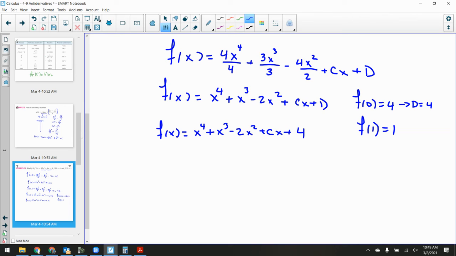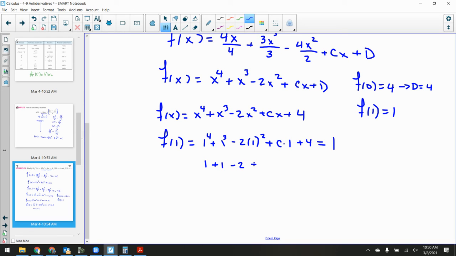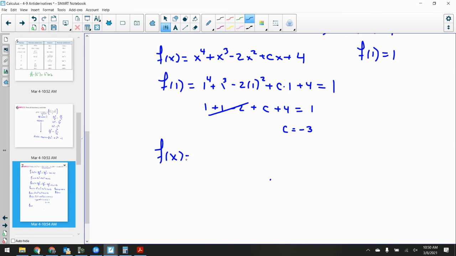And now that last piece of information is going to tell me what my C value is. It's not as simple as saying that C is 1, though. You've got to plug 1 in. So f of 1 is going to be 1 to the fourth plus 1 to the third minus 2 times 1 squared plus C times 1 plus 4 is 1. That make sense? All right, now let's calculate it out. That's 1 plus 1 minus 2 plus C plus 4 is 1. That will all cancel. 1 plus 1 is 2, minus 2 cancels. Subtract the 4 over, C is negative 3. So now my unique antiderivative, not general antiderivative, my unique original function is x to the fourth plus x to the third minus 2x squared minus 3x plus 4.